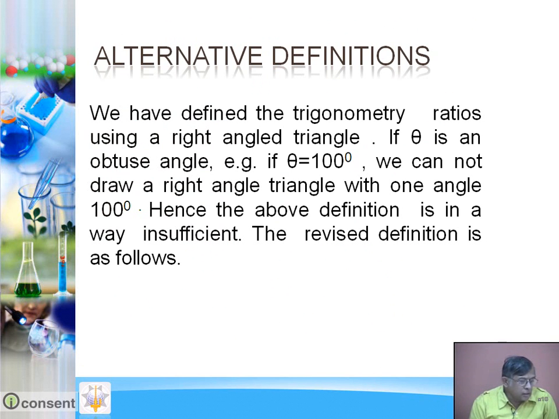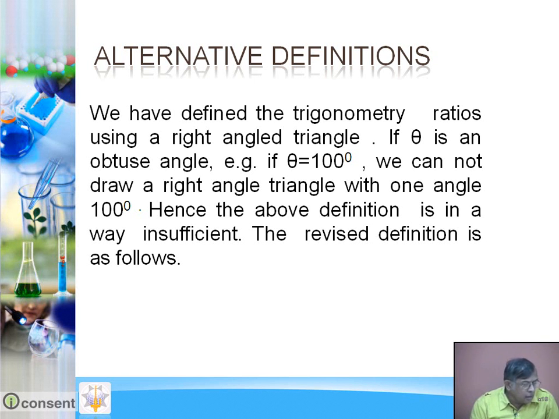Using these ratios, we will modify the definition of sin, cos, tan, etc., because it is required for angles greater than 90. We cannot draw a right angle triangle with one angle 100. Hence the above definition is in a way insufficient. The revised definition is as follows.